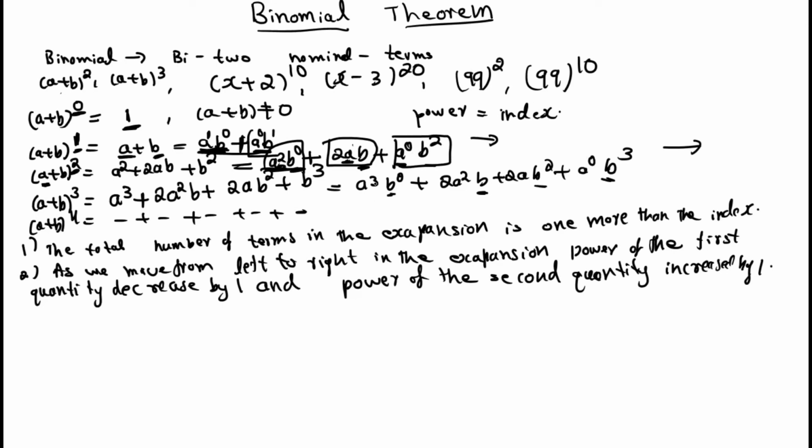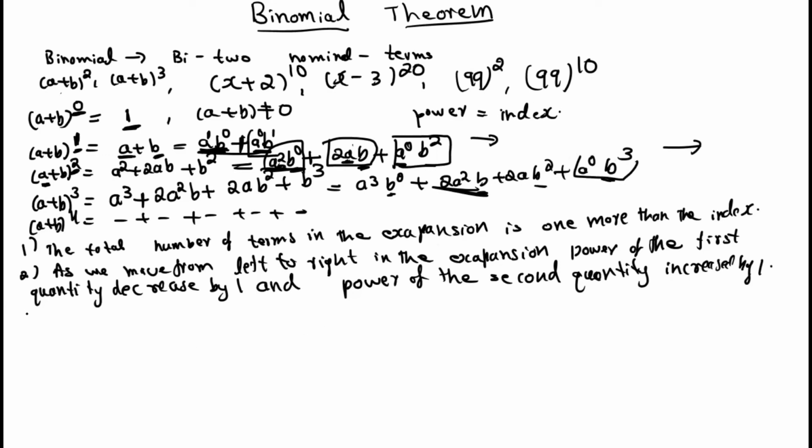Or here see, 3 plus 0, that is equal to index 3. 2 plus 1, it's equal to index 3. 1 plus 2, it's equal to index 3. 0 plus 3, it is again equal to index 3.